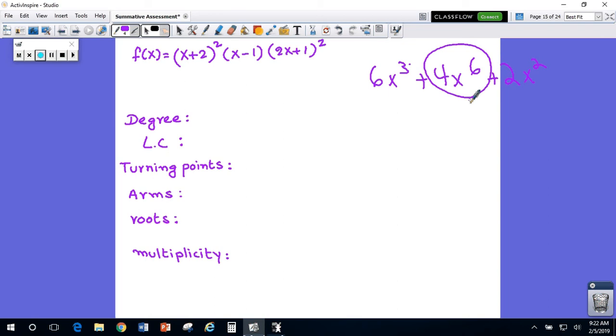If we put them in descending order, it would be 4x to the sixth plus 6x to the third plus 2x to the second. Okay, now, so this would be my leading coefficient.